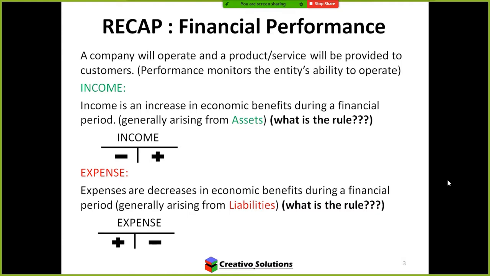Don't forget the rule. Make sure you know where the pluses and minuses are because this will apply to partnerships as well. Right? It doesn't matter what type of business you're dealing with. You will always have the same rules. The basic principles stay the same forever and ever.